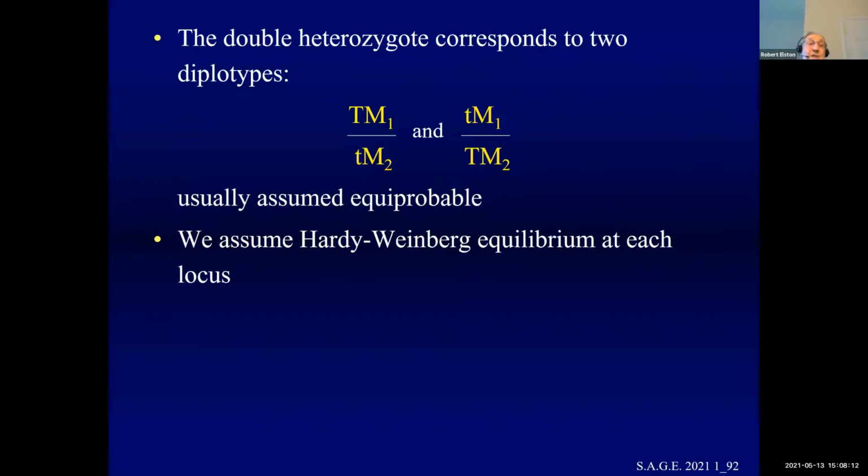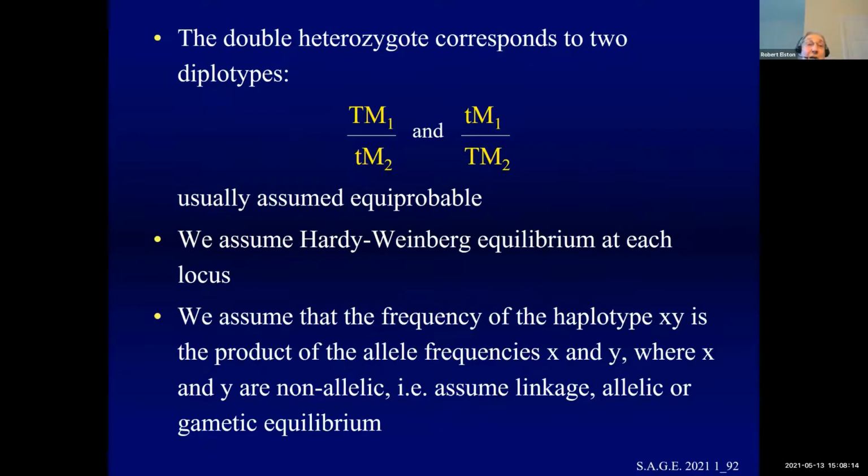We also assume that the frequency of the haplotype XY is the product of the allele frequencies X and Y, where X and Y are not allelic. They're on different loci. And so we are assuming what is known as linkage, allelic, or gametic equilibrium. These are all assumptions, some of which people have tried to tackle in different ways, but the usual typical method of linkage analysis, model-based, is what I've just described. However, we have to look at penetrance functions.